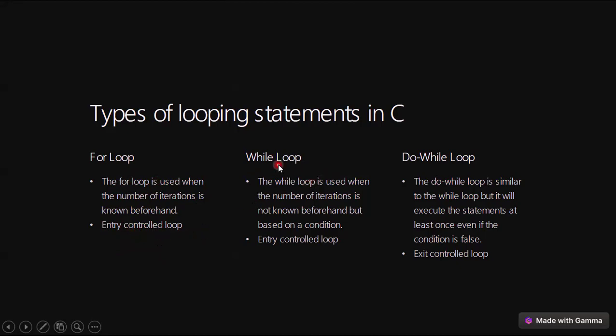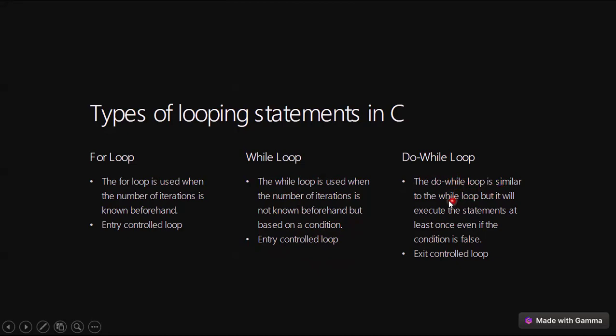The second type of loop is the while loop. The while loop is used when the number of iterations is not known beforehand, but the repetition is done based on a condition. The while loop is also an entry controlled loop because the looping statements are repeated based on an initial condition checking.